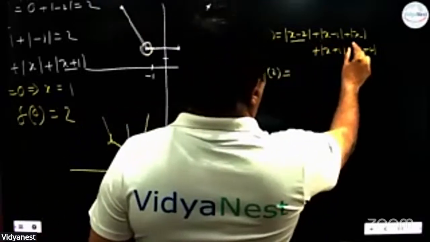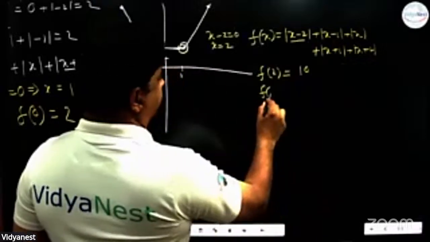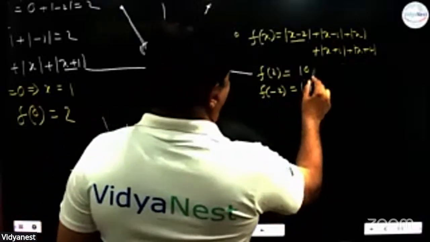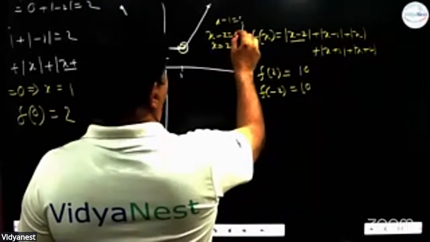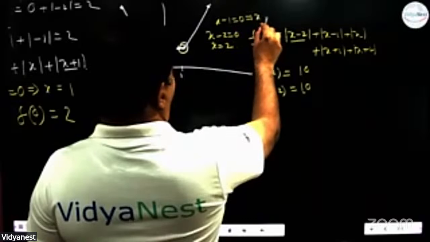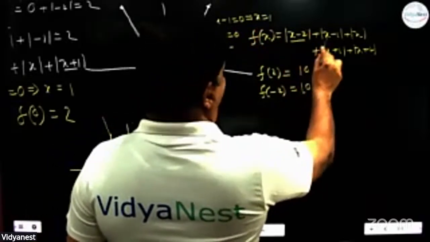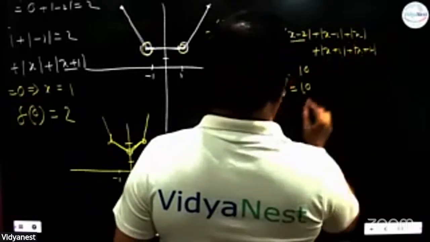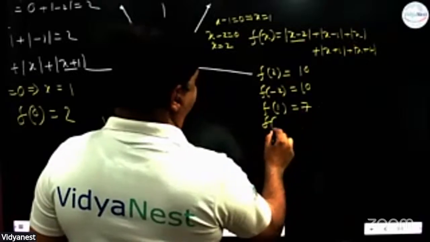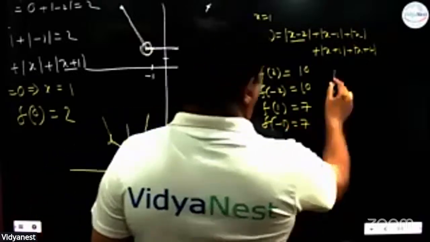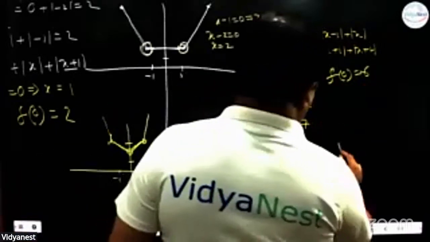0, 1, 2, 3, 6, 10. You know symmetry. f of minus 2 is also 10. Put then x minus 1 equal 0. That gives you x is equal to 1. Put here 1 minus 2 minus 1, its mod is 1, 2, 4, 7. So f(1) is 7 by symmetry, f(minus 1) also 7, f(0) is 6. Now plot it on graph.